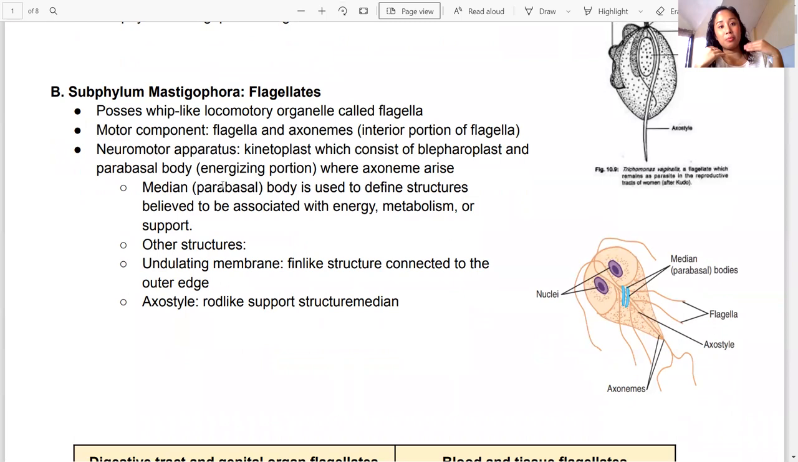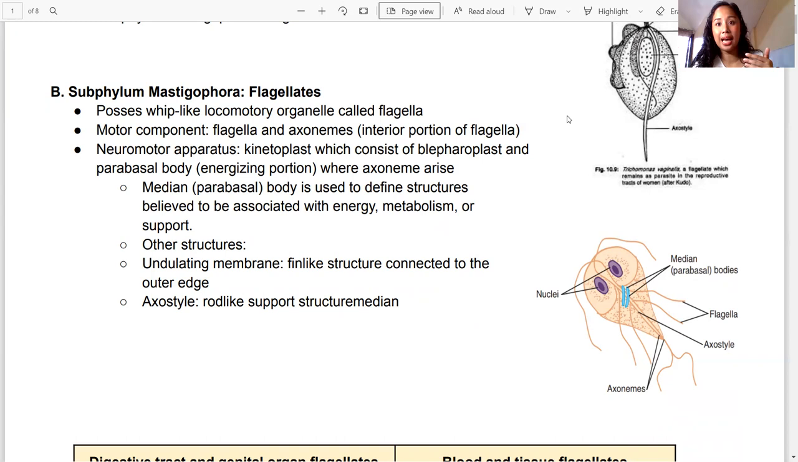Our Mastigophora or flagellates: their locomotive organelle, guys, is called the flagella. If you review your anatomy, in humans the only cell with a flagellum is the sperm cell. Flagella are made up of microtubules, if you remember. Here, the motor component is the flagella and axonemes. The microtubule in the protozoa is called the axoneme, the interior portion of the flagella.